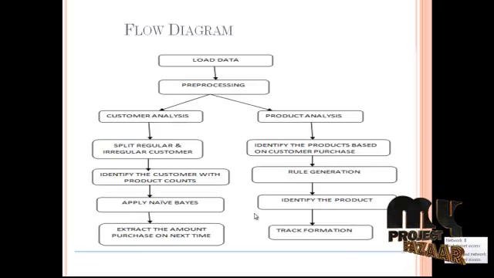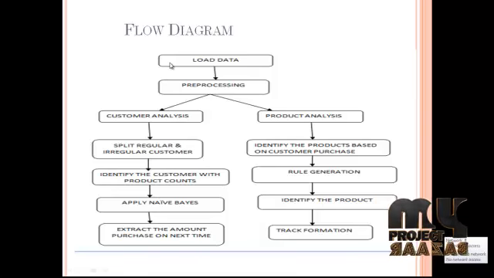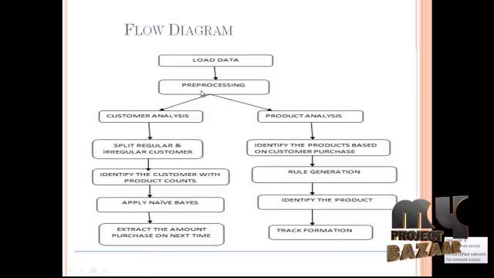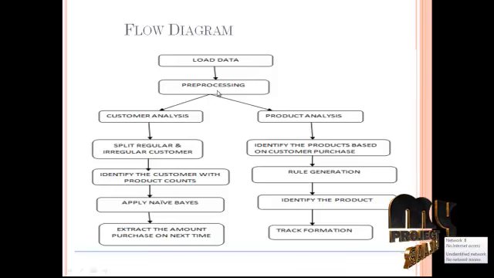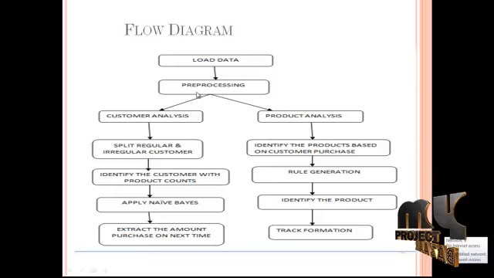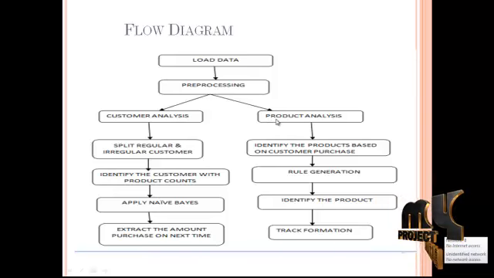Now we see the flow diagram. First we have to load data. That data is a supermarket data set. The data set contains customer name, customer ID, and products like milk, bread, jam, etc. Then comes pre-processing, where we eliminate irregular records, null characters, and transactions from our supermarket data set. And then we have two menus: one is customer analysis and the other is product analysis.